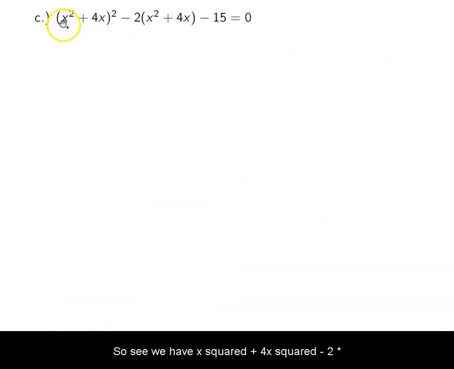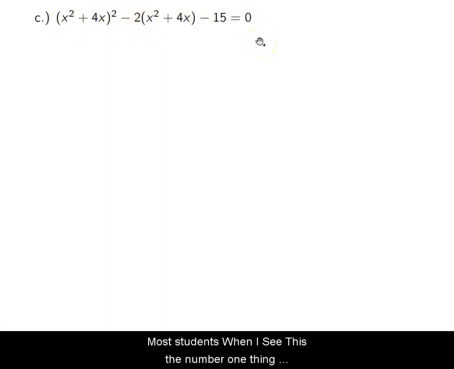So see, we have x squared plus 4x, squared, minus 2 times x squared plus 4x, minus 15. Now, most students, when they see this, the number one thing that they do is they expand everything. They get negative 2x squared minus 8x minus 15, and then they use the special product here. And if you notice, what that does is you square this, you times 2 and multiply these, and then you square this, right? Remember, we're squaring. It doesn't just square both terms, right?